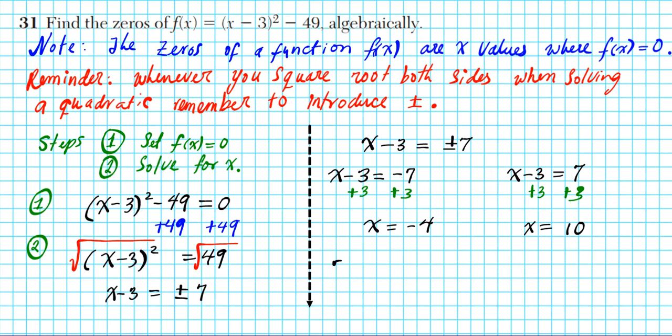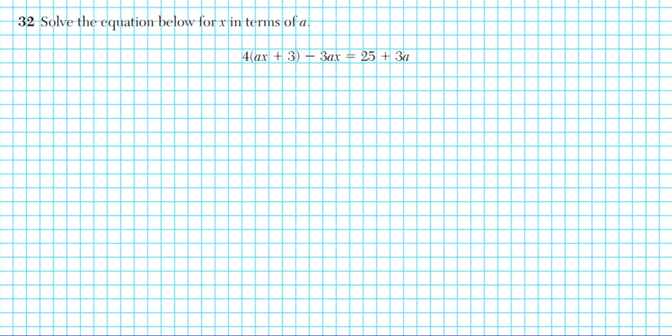So our zeros, the x values that make this function attain a value of zero, are x equals, let's organize them in set notation, -4 and 10. These are the two x values that cause this function to have an output of 0. It's also known as your x-intercepts.